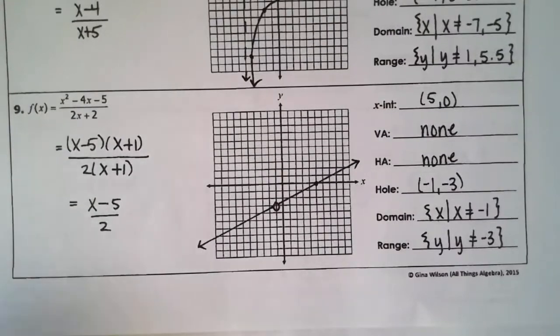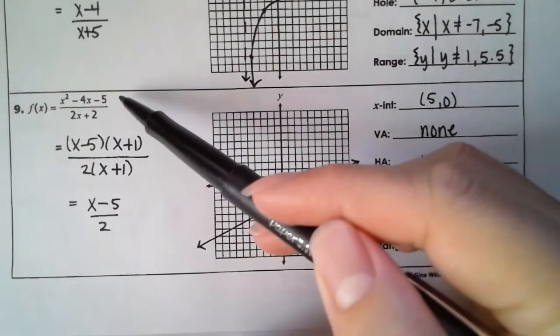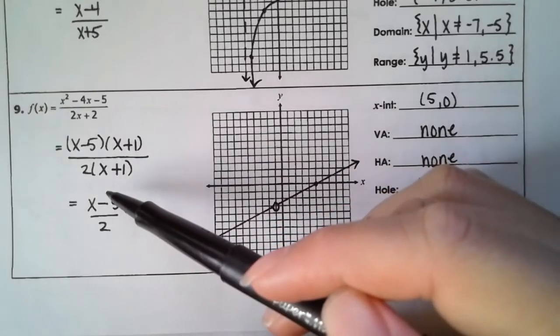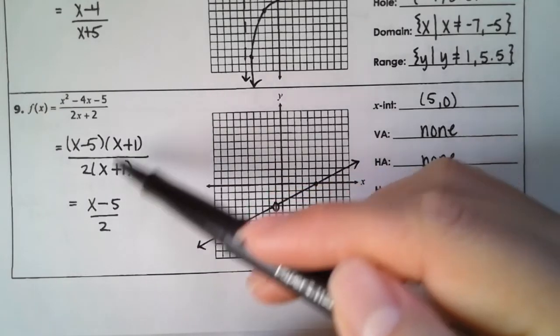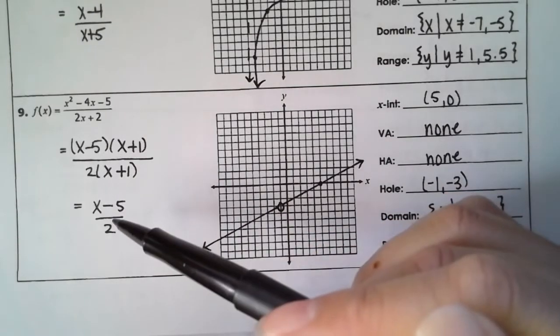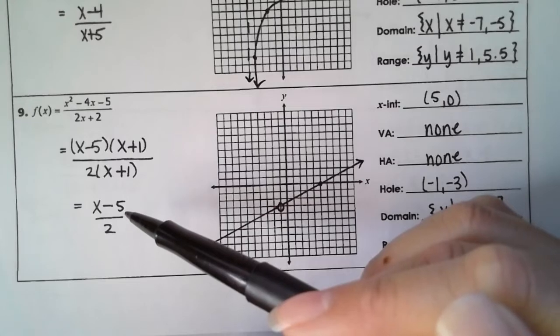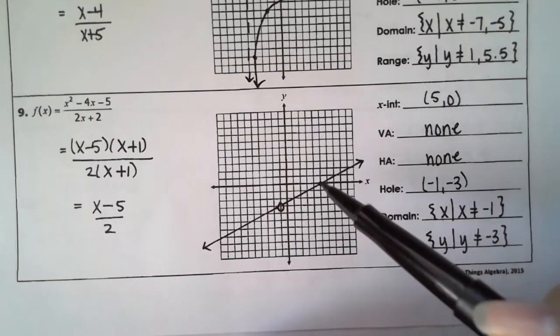Next one, number 9. I have this polynomial here over this one. Okay, I can factor out the top and the bottom, and I get this here. When I cancel these two guys out, which means immediately I'm going to have a hole, okay, I'm going to get x minus 5 is equal to 0. To find my x-intercept, set this equal to 0, so I get 5 comma 0. So that's this line here.